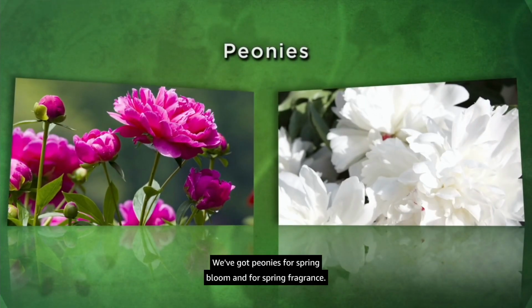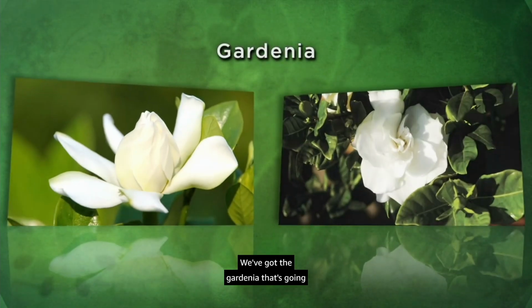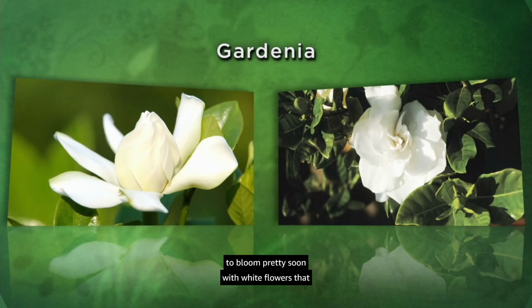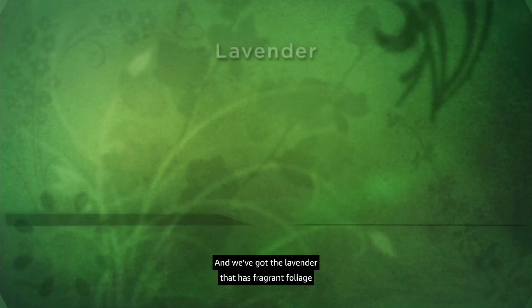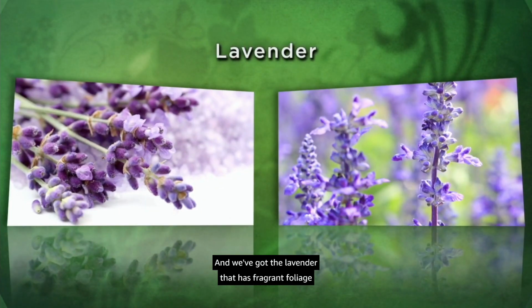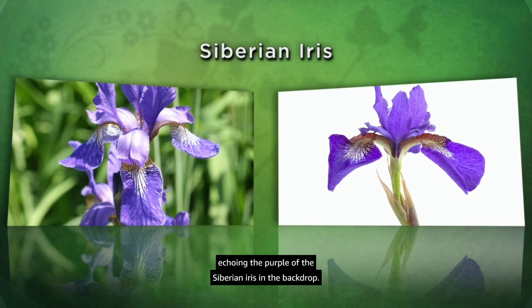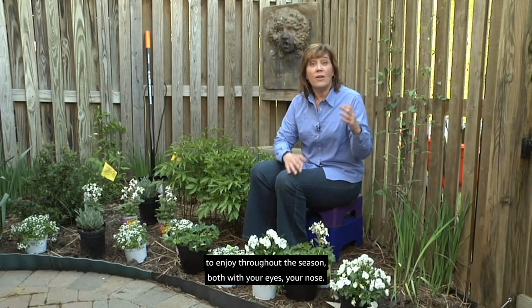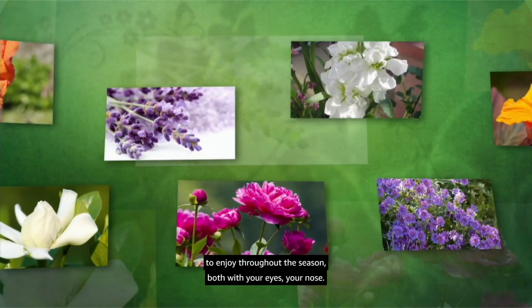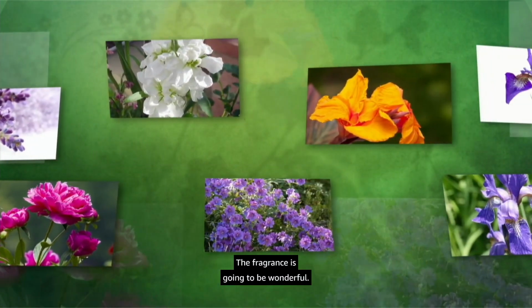We've got peonies for spring bloom and for spring fragrance. We've got the gardenia that's going to bloom pretty soon with white flowers that echo the white of the flowers in the foreground. And we've got the lavender that has fragrant foliage and fragrant flowers as well. The purple geraniums will bloom soon, echoing the purple of the Siberian iris in the backdrop. Altogether, this is going to be a beautiful garden to enjoy throughout the season, both with your eyes and your nose. The fragrance is going to be wonderful.